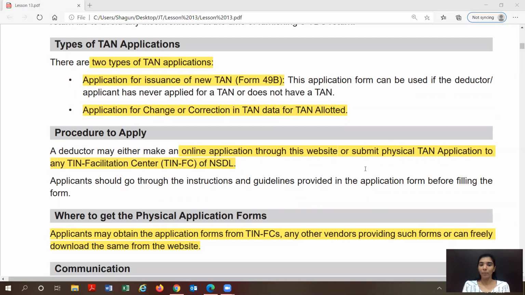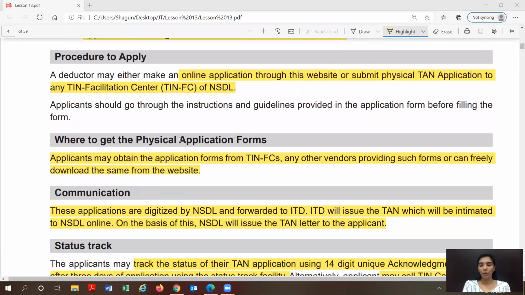Procedure to apply. You can apply for TAN number either physically or online. If you want to submit physical form, where do you get the form? You can get it from PINFC's office or any other vendors, or else you can download the form from the website.